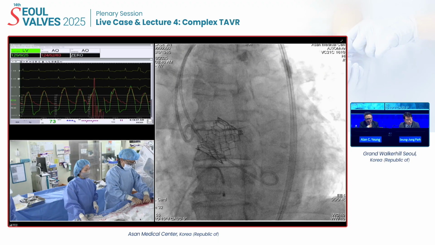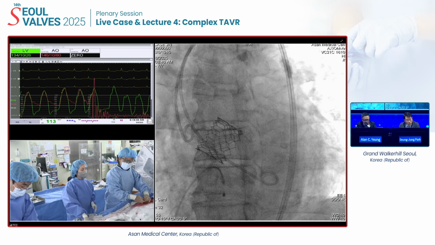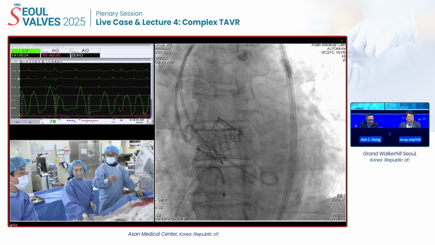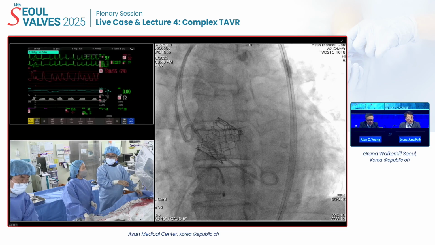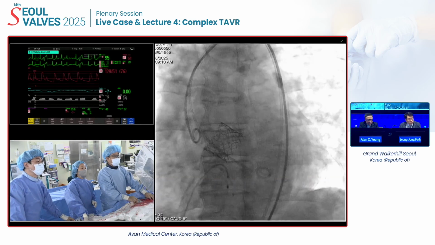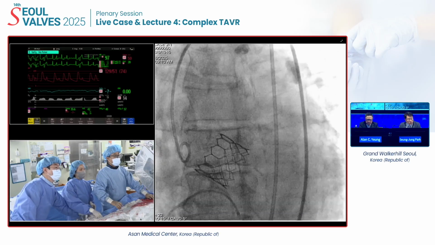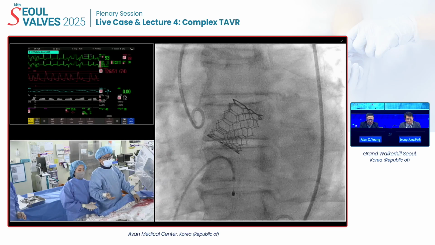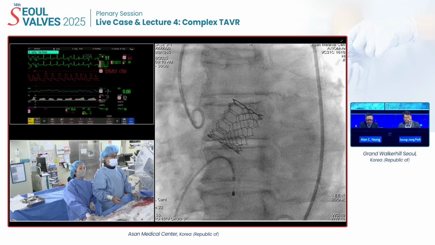Dr. Park, you said this patient developed atrial fibrillation recently? Initially presented in normal sinus rhythm. Today, during the preparation, AF developed. Some patients have paroxysmal AF. Initial admission, normal sinus rhythm. Today, during the preparation, AF developed.